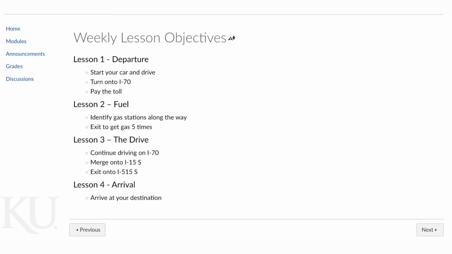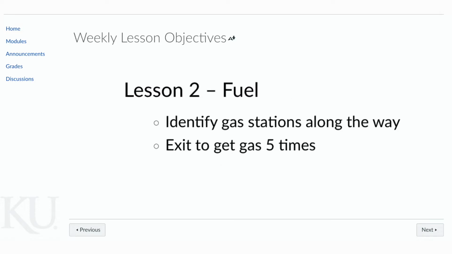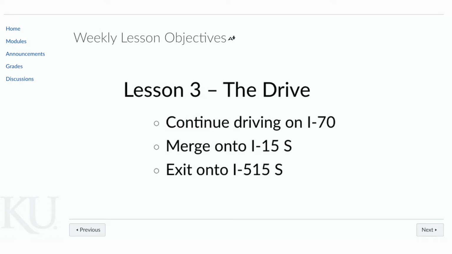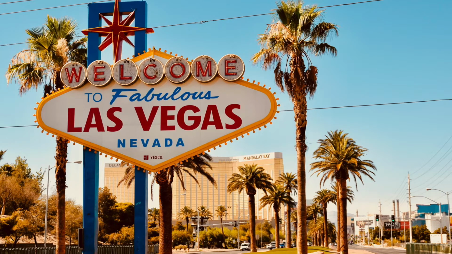The GPS instructions are a little bit complicated for this brief video, so to simplify, let's use the following as our lesson objectives. Start your car and drive. Turn on to I-70. Pay the toll. Identify gas stations along the way. Exit to get gas 5 times. Continue driving onto I-70. Merge onto I-15 South. Exit onto I-515 South. Arrive at your destination.